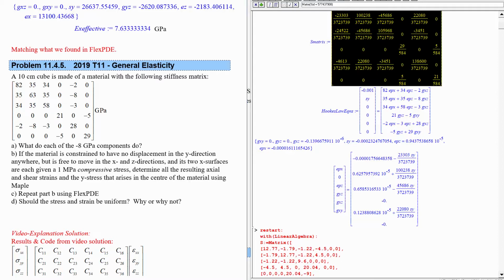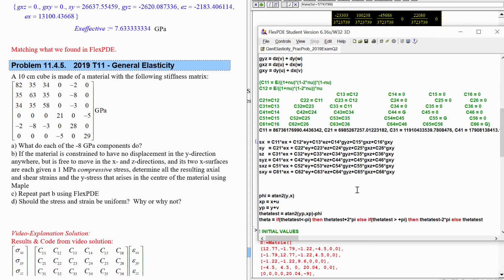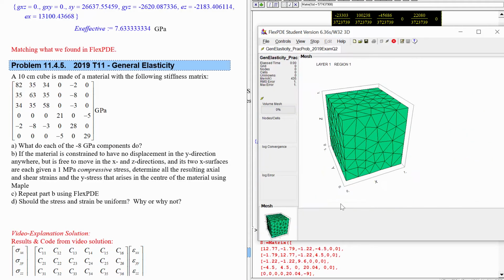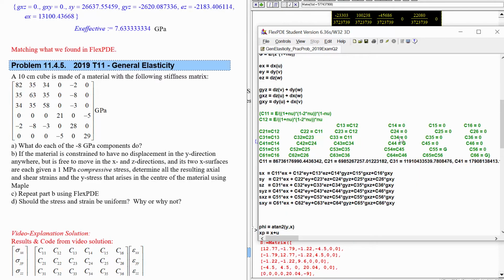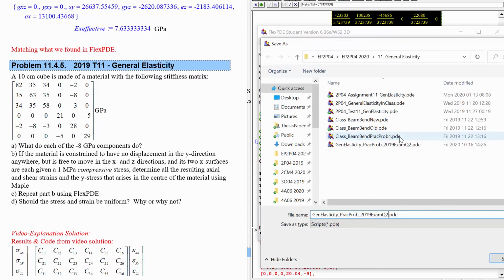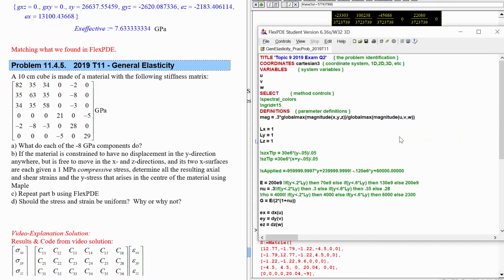Next up, we can build up our FlexPDE solution. So we're going to take this set of code that we were working with in the lecture notes and modify it, saving it as the general elasticity practice problem. Sure, okay, 2019 T11. That looks good. Now, what do we need to do? We need to input the size of the thing.